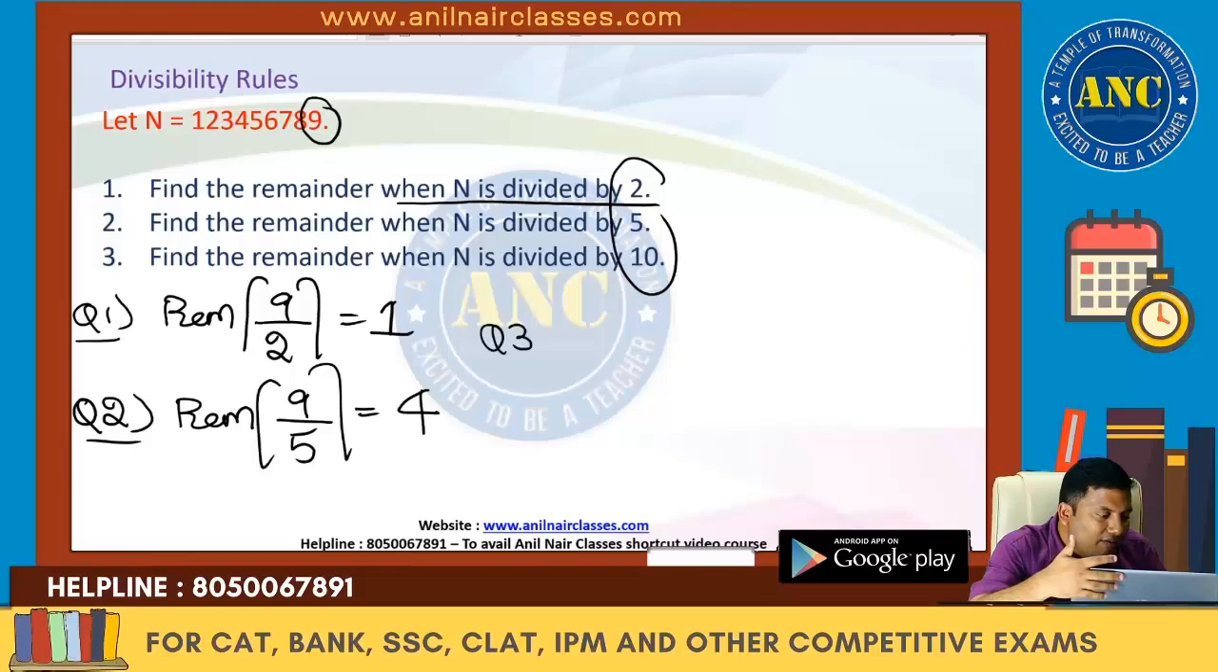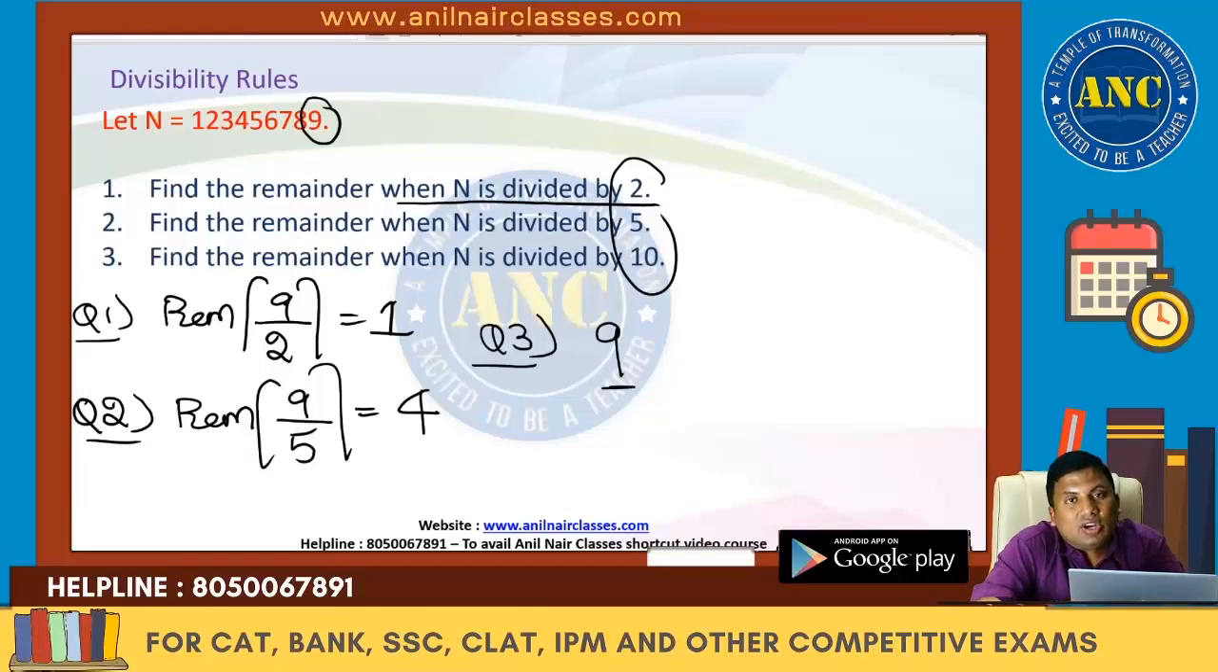Question 3. Find the remainder when a number is divided by 10. 10 means the unit digit has to be 0, but it is 9. Right? So the answer is 9. If it is 0, the answer will be 0. If it is anything other than 0, that will be the unit digit. In this first question, we discussed two important concepts: how to find the divisibility rule for 2, how to find the divisibility rule for 5, and how to combine the divisibility rules for both 2 and 5 to do it for 10.